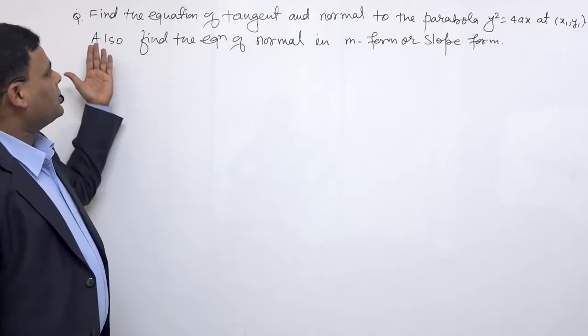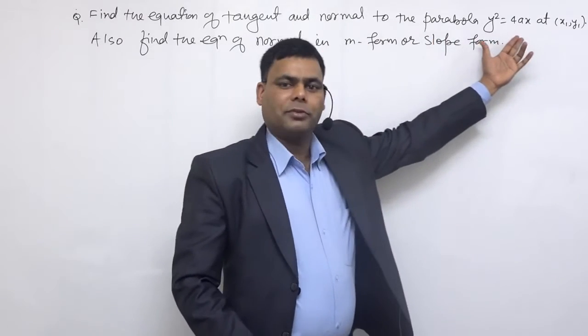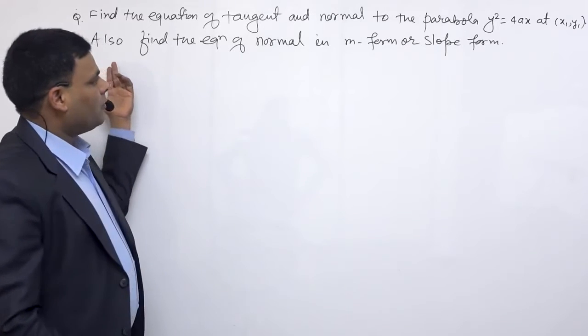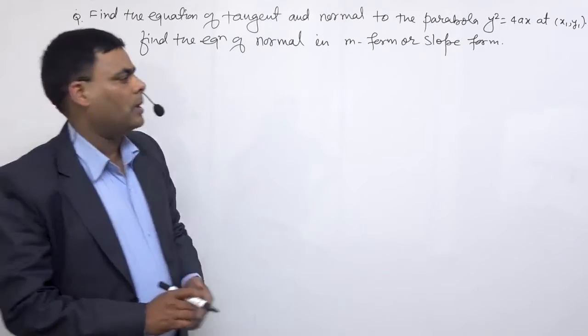Now here we have the question: find the equation of the tangent and normal to the parabola y square equals to 4ax at x1 y1. Also find the equation of normal in m form or slope form.